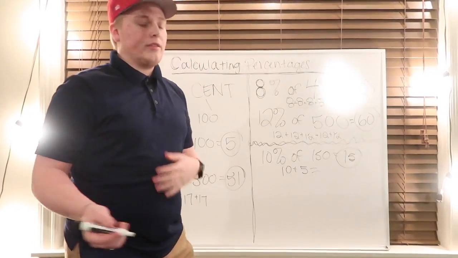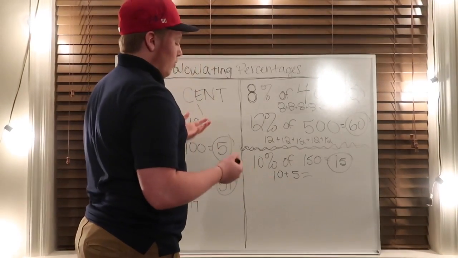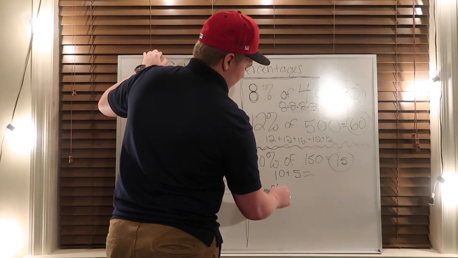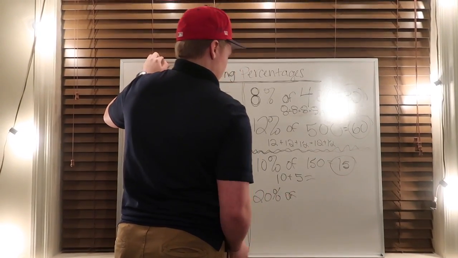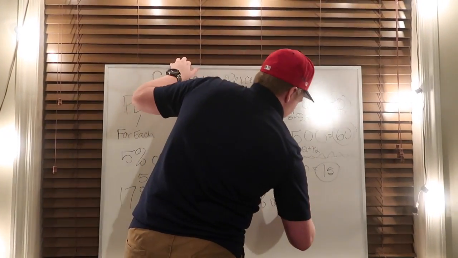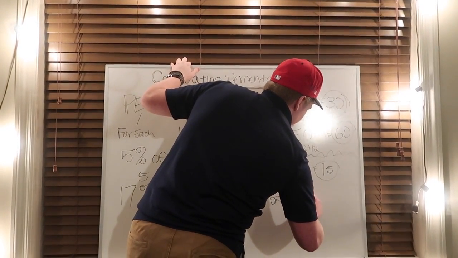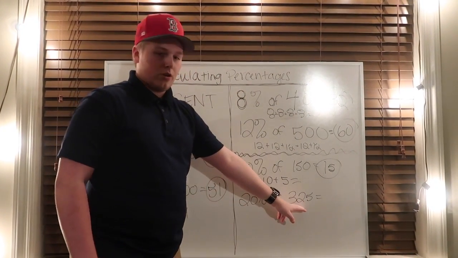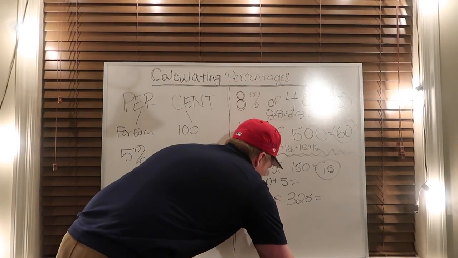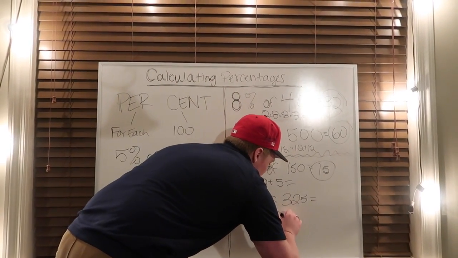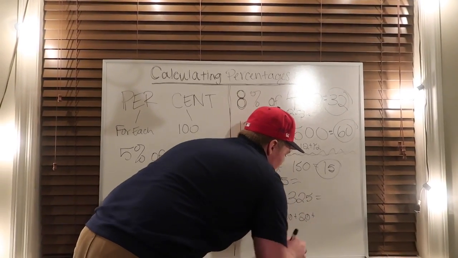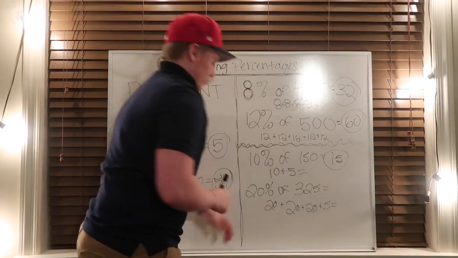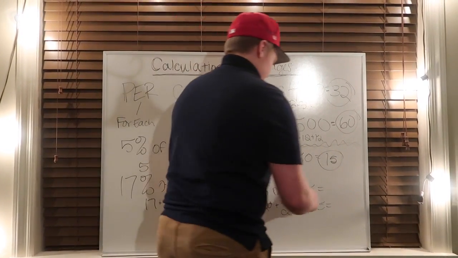Now, it also works with things like if you have quarters and stuff. So if we had 20% of, we'll say 325. So here we're going to have 20, 3 1/4 times. So it's going to be 20 plus 20 plus 20, and then 1/4 of 20, which is 5. So 20% of 325 is 65.